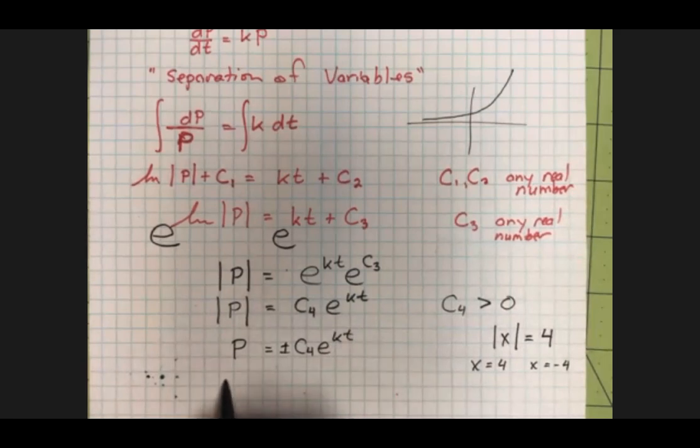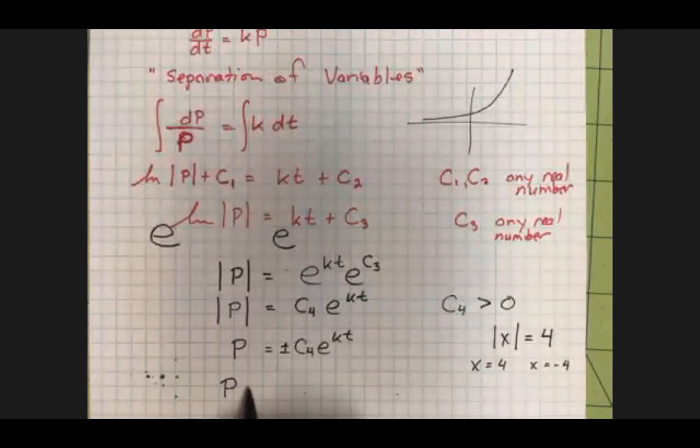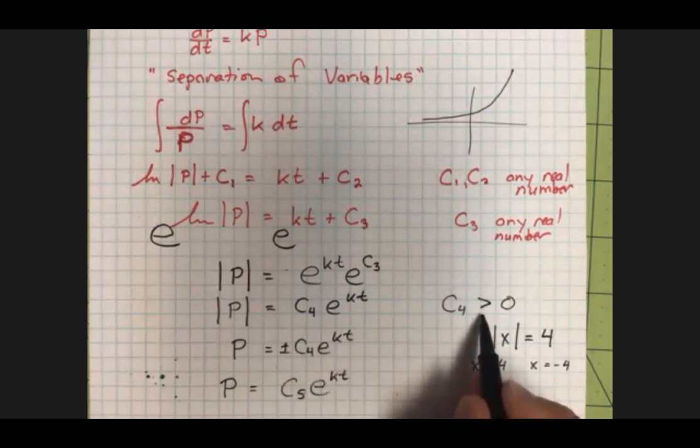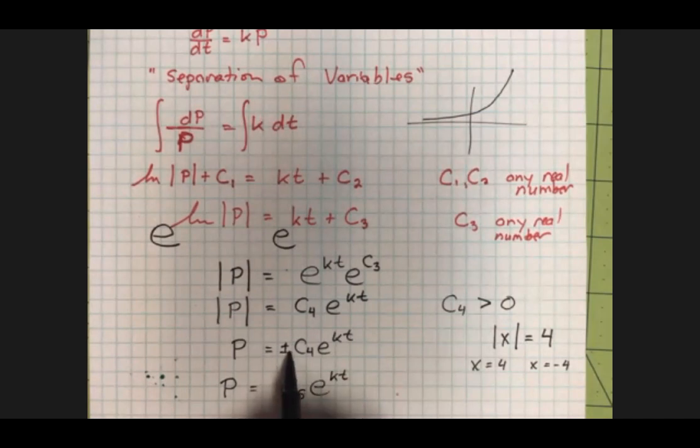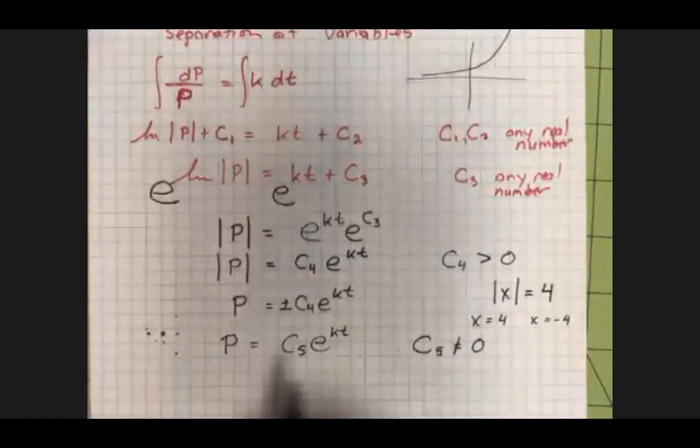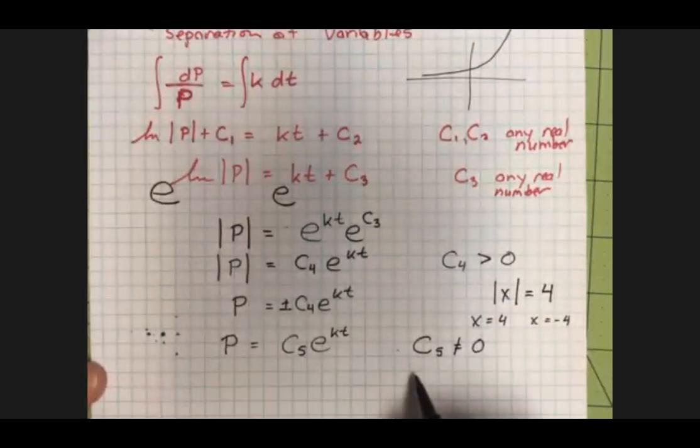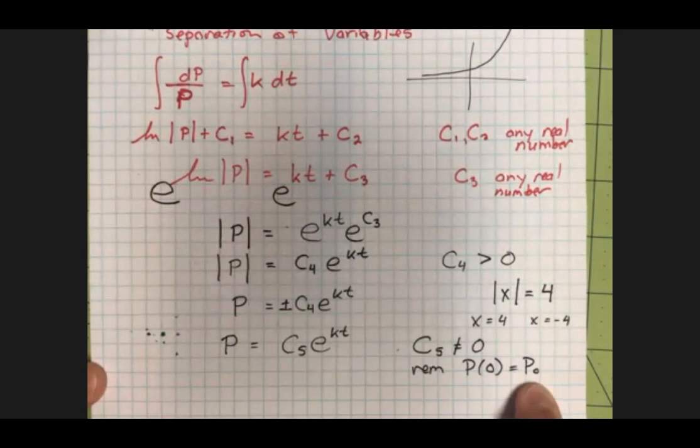But I'm going to rewrite that with a new constant, C5. Now remember, C4 was any positive number. What happens when I stick a plus or minus in front of it? Legally, I only get the numbers that are not zero. One more step and I'm done. This is not all I know. Remember, P of 0 is my parameter P naught, how many rabbits I put on the island initially.